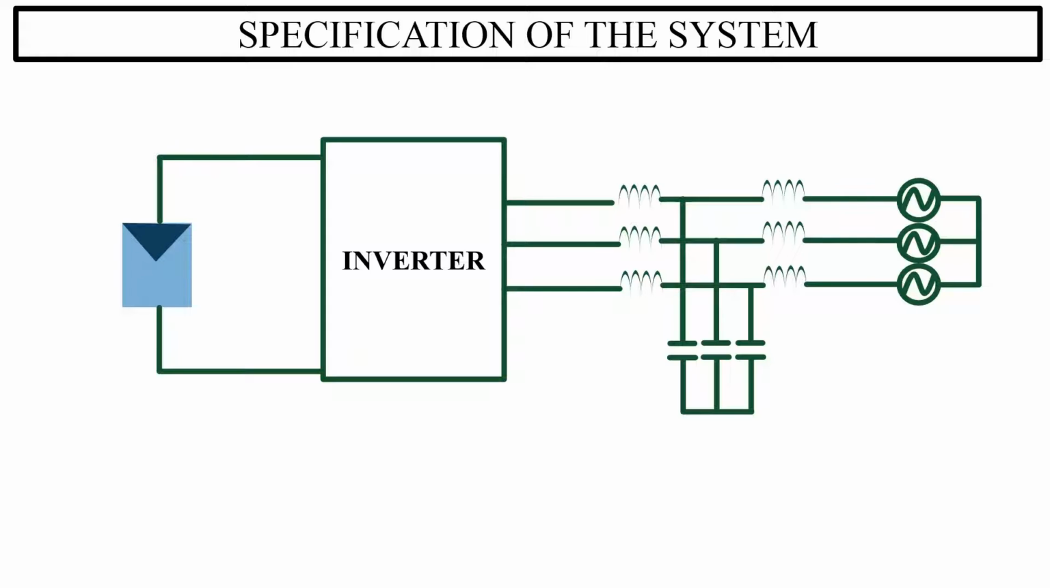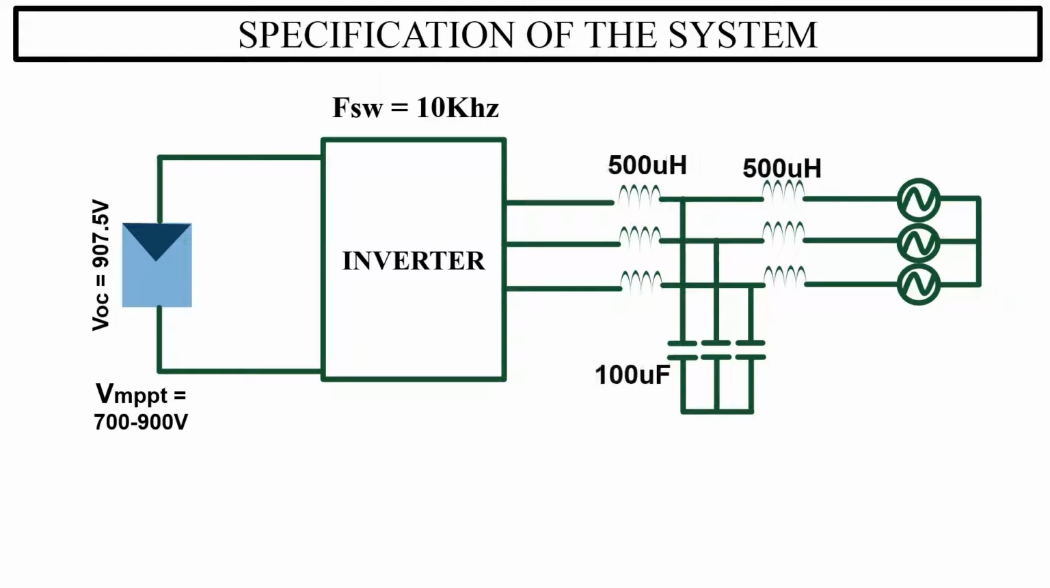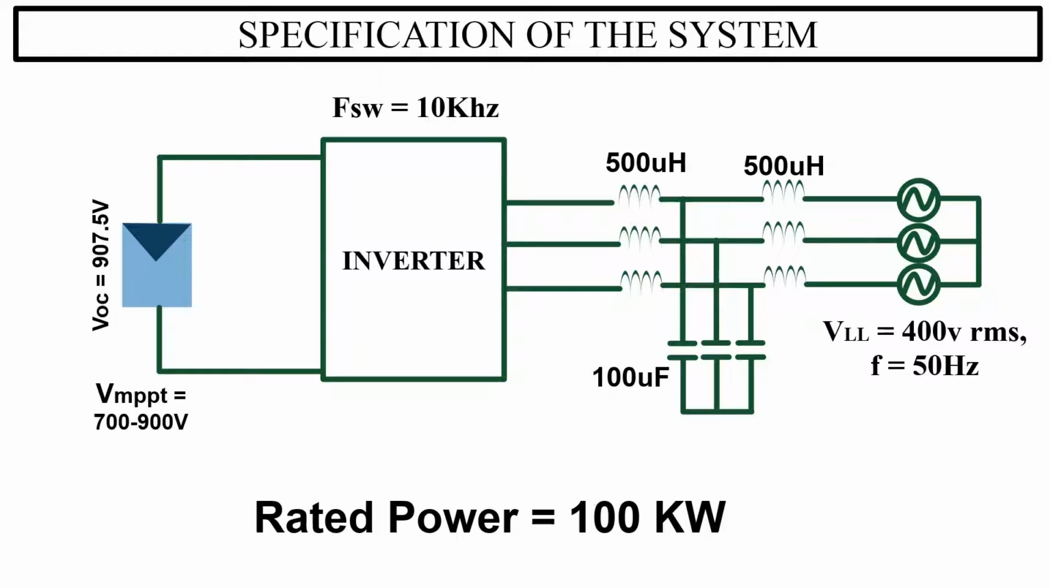Now I will give the specification of the complete system. Open circuit voltage of the PV array is 907.5. Operating voltage range will be between 700 to 900. The switching frequency of the inverter is 10 kHz. The value of the filter inductor is 500 microhenry, and the filter capacitor is 100 microfarad. The grid voltage is 400 volt line-to-line RMS, at 50 Hz. The rated power of the system is 100 kW.